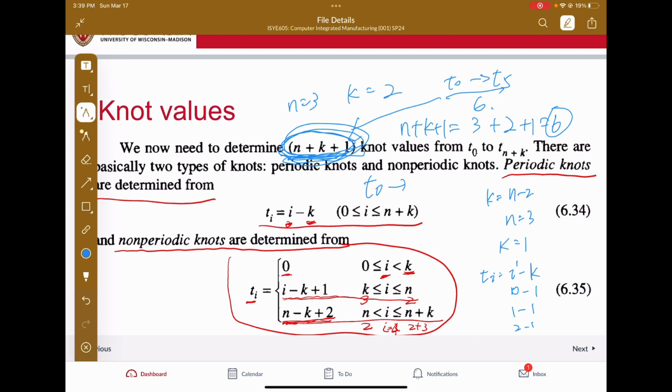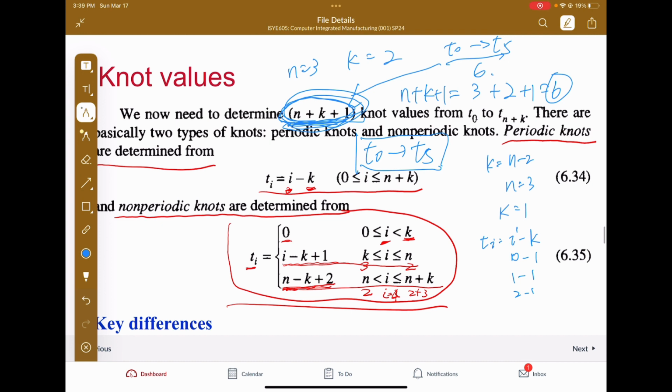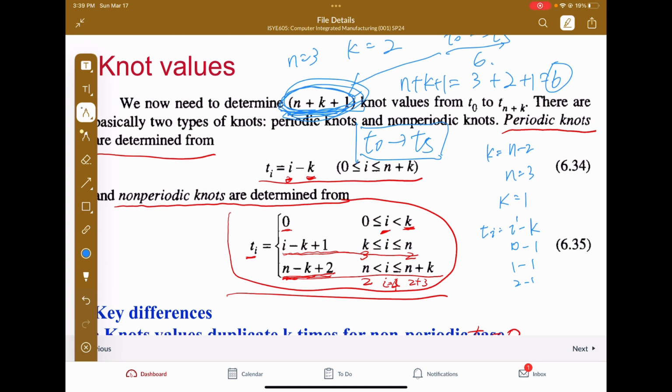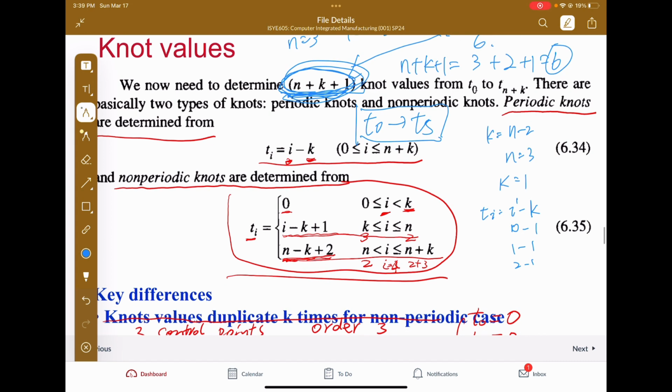And the next part you need to know for the t: we only know we need 6 t values, from t0 to t5. Then what exactly are these values? There are two types of knots. One is called a periodic knot, which means the interval between knots is the same.